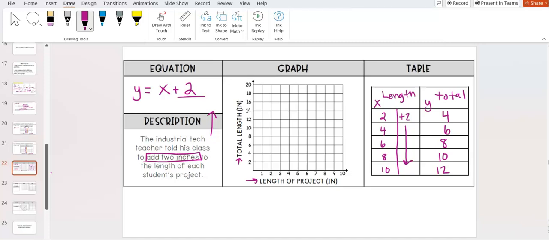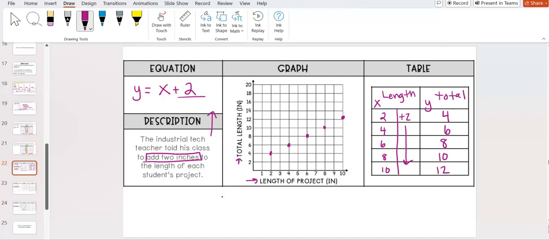Now we're going to graph our points. 2 and 4. 4 and 6. 6 and 8. Notice that our line isn't quite going as high up as it was with our multiplicatives. Our line is kind of flattening out a bit because I'm only going up by 2 each time. I'm not multiplying and making it much, much bigger. 8 plus 2 is 10, and 10 plus 2 is 12.